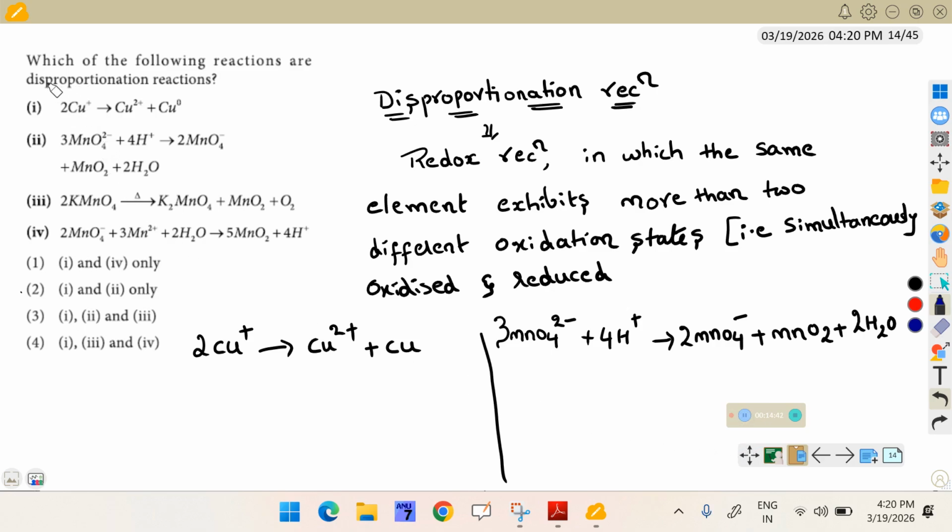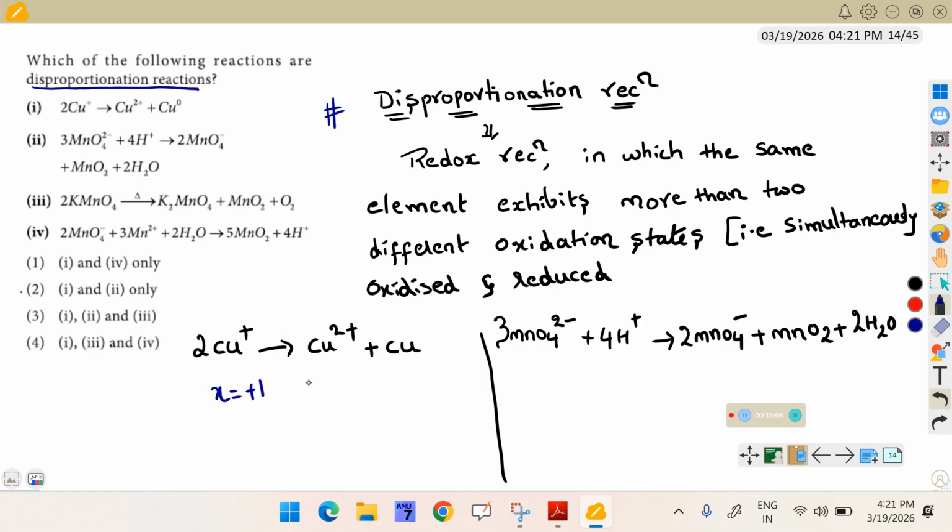Which of the following reactions are disproportionation reactions? What is a disproportionation reaction? A redox reaction in which the same element exhibits more than two different oxidation states. That means the element simultaneously undergoes oxidation and reduction, then the redox reaction is considered a disproportionation reaction. Now you can check it.